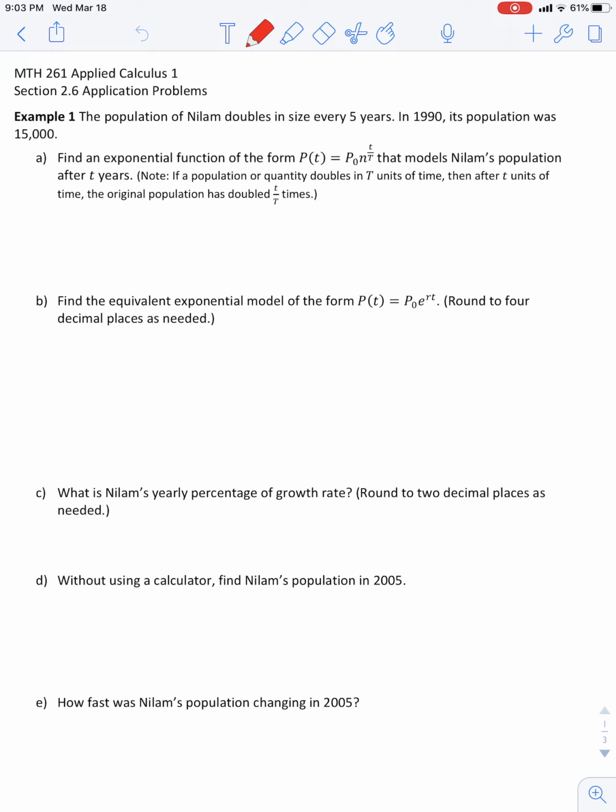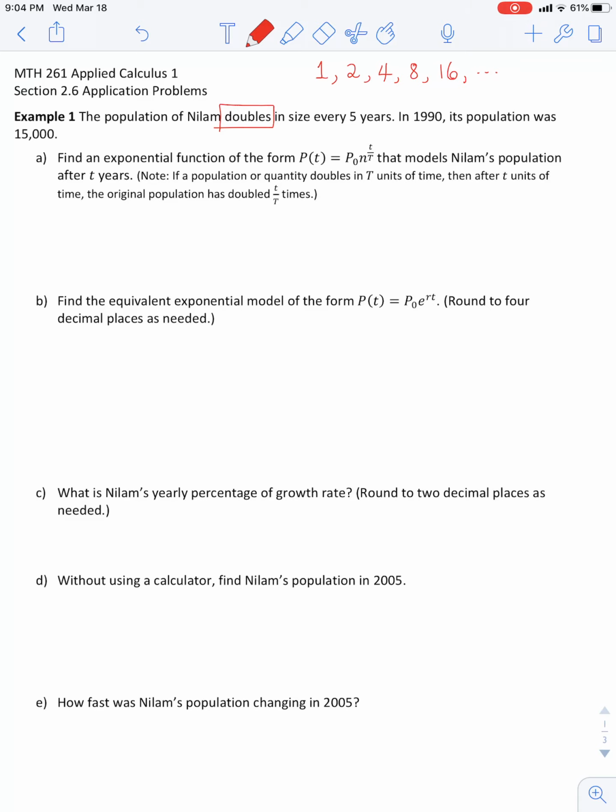So the population of Neelam doubles in size. Take a look, we have a population that doubles in size. If you were to write an exponential function for doubling, say that you have 1 initially, and if you double you get 2, and then the next one will be 4, and then 8, and then 16, and so on. It's growing pretty quickly, right?